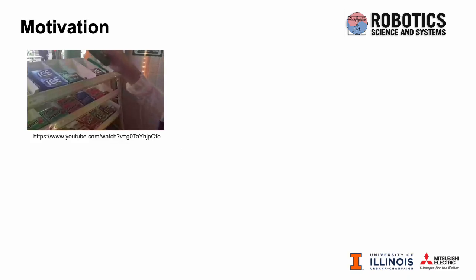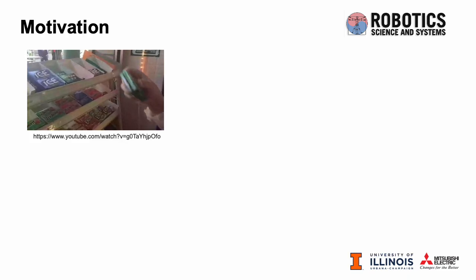Humans can perform this multi-modal dexterous manipulation very naturally. We are good at utilizing the contact between the object and the environment, and we are also skilled in changing the contact between our hand and the object. However, both of these things are challenging for a robot.